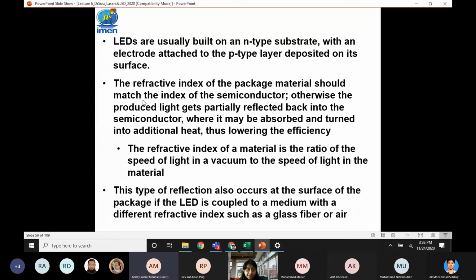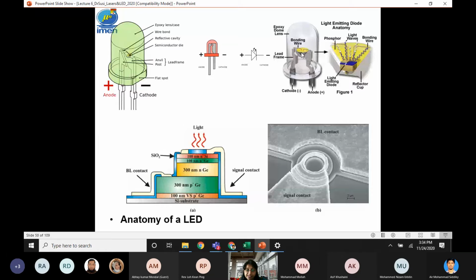Okay, so it's built on an N-type substrate, and the refractive index of the packaged material should match the index of the semiconductor. Otherwise, the produced light gets partially reflected back. There are two mechanisms here. The light is emitted out from the LED, so the first is to make sure that this light escapes out from the dome lens.